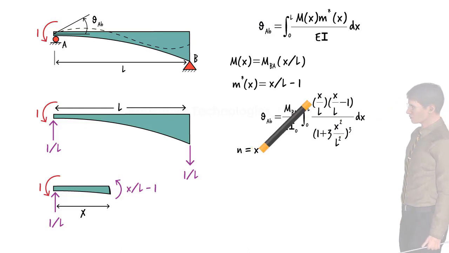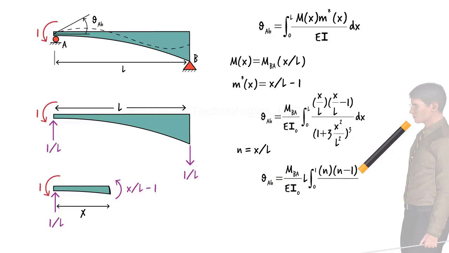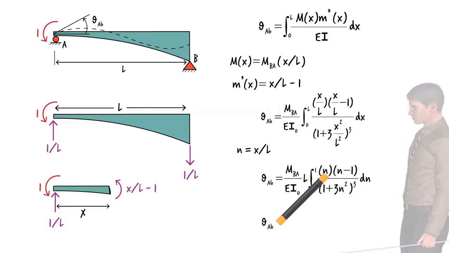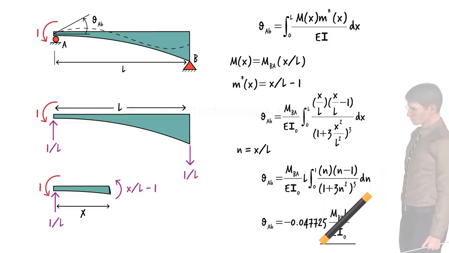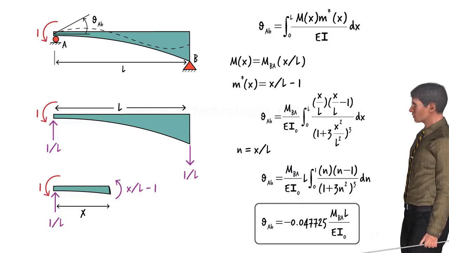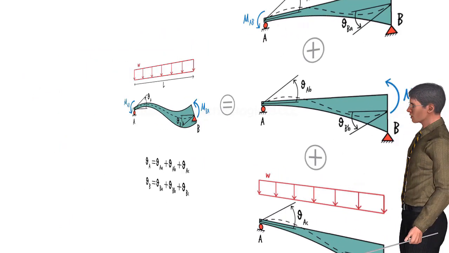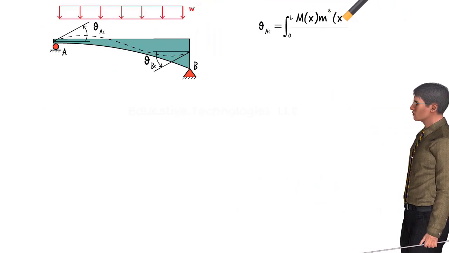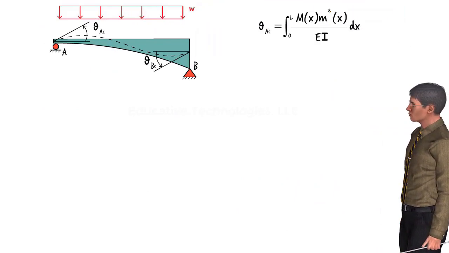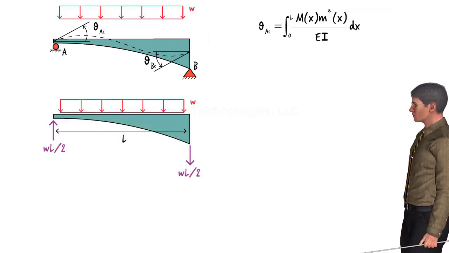After substituting n for x over L, we get, or. Finally, we need to determine the beam's end rotations due to the distributed load. To determine theta AC, we start by writing the general virtual work method equation. To get mx, we draw the beam's free body diagram, then we write the moment equation.